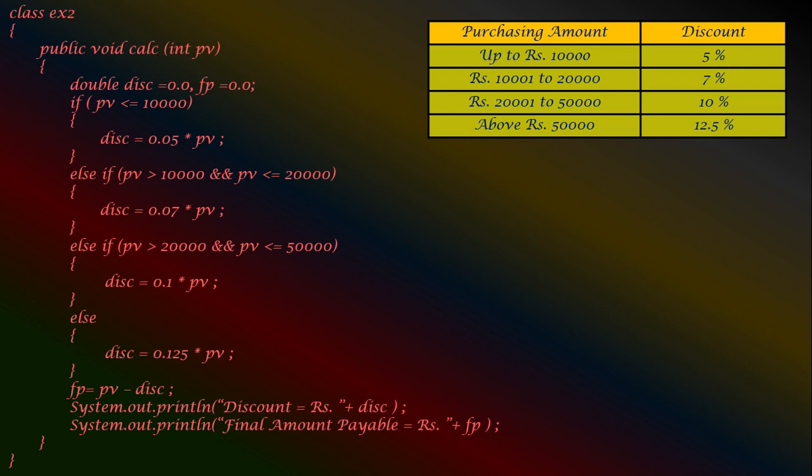Now I have to calculate the final price that I have to pay. So what will be my final price? The purchasing value minus the discount that I am getting will give my final price. And now I just have to display the discount and the final price that I am paying. Okay, understood? Let us carry on.